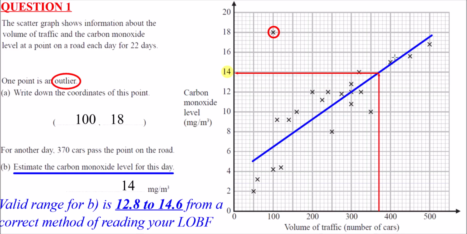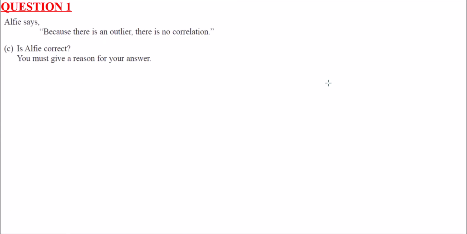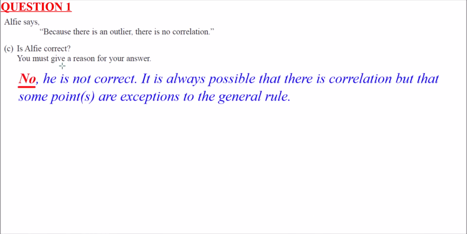But often there are exceptions to general rules. This is an exception to the general rule. But generally, there can be correlation, even if there is an outlier, or even outliers plural. So to return to Alfie, he's not correct, and we need to just explain why. So something like: no, he's not correct. It's always possible that there is correlation, but that some point or points are exceptions to the general rule.